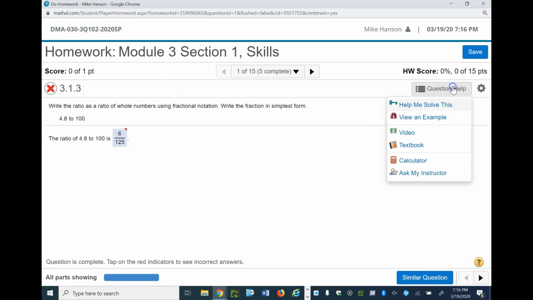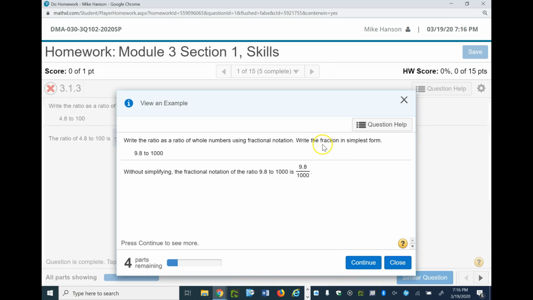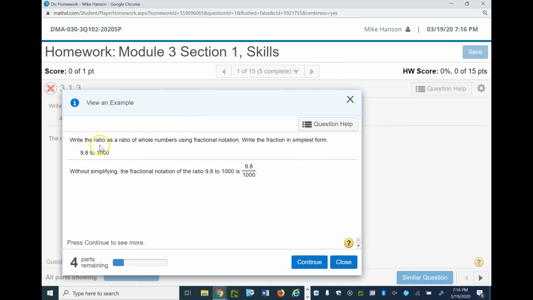Starting with number 1, I'm going to click on view an example. It says find the ratio. Ratio always means write it as a fraction. So when you have a numerator and denominator with the word "to," which is right here, we're going to change that "to" into a divide bar. So we have 9.8 to 1000, so 9.8 over 1000. Now this is how we set it up, but for all problems, it's probably going to ask you to write it in the simplest form.